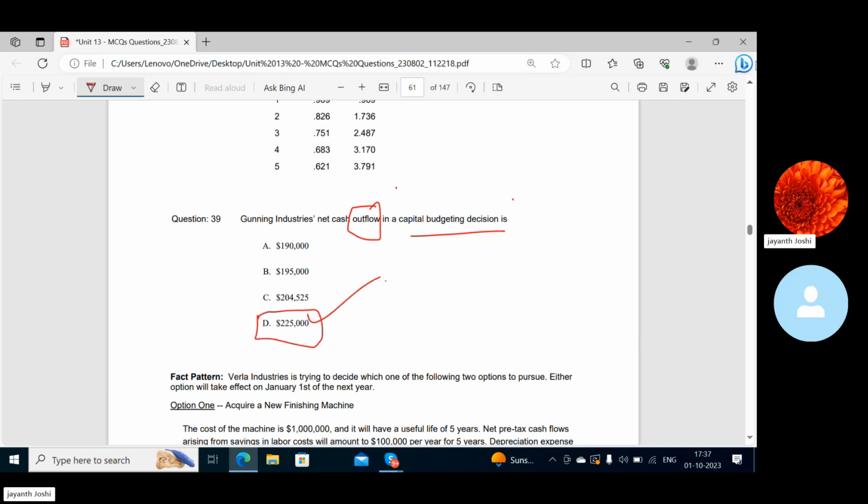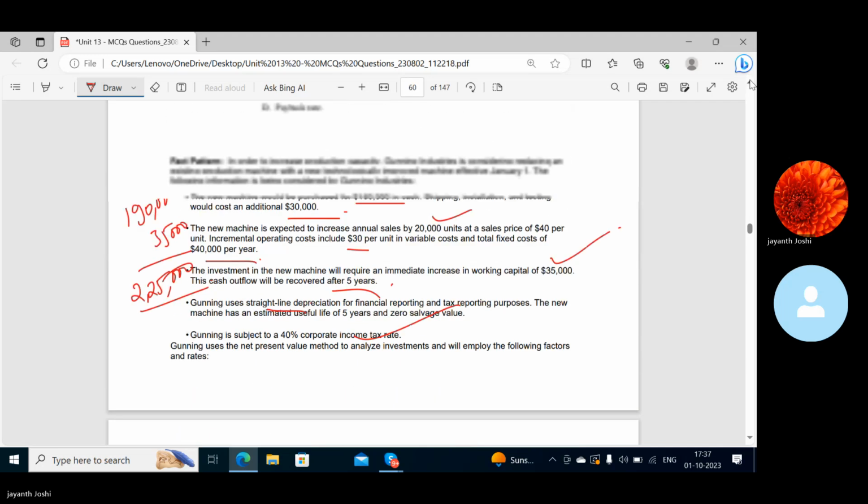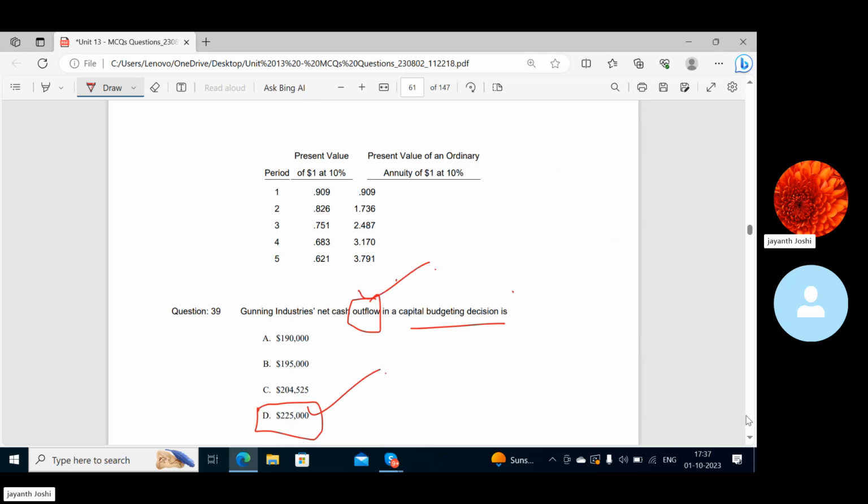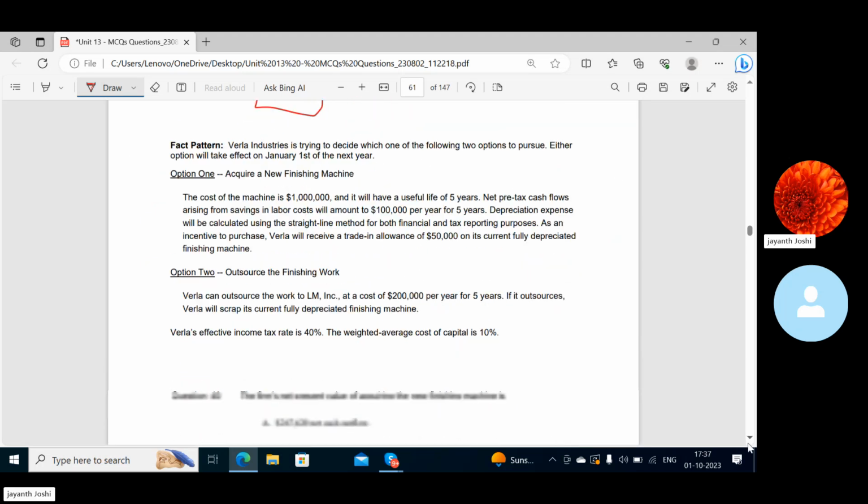The fact pattern was very big, but the answer was very simple. Just have a look through this. We'll move forward. For cash outflow, we are adding all the things. They're asking just the cash outflow. Next question.